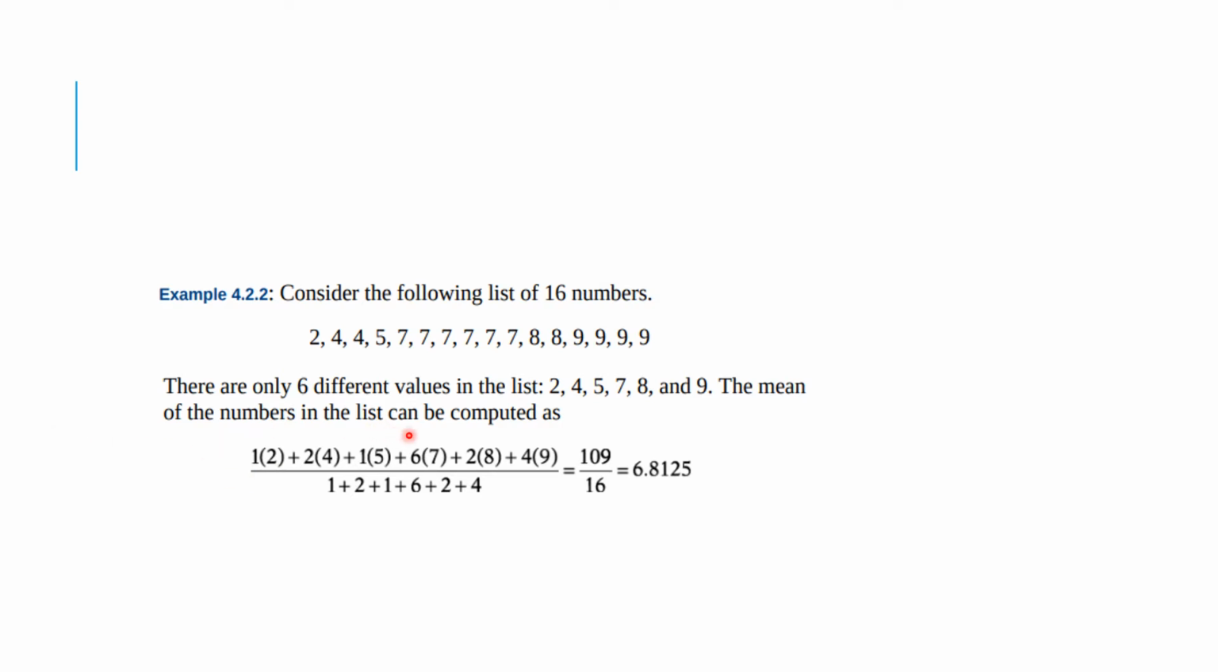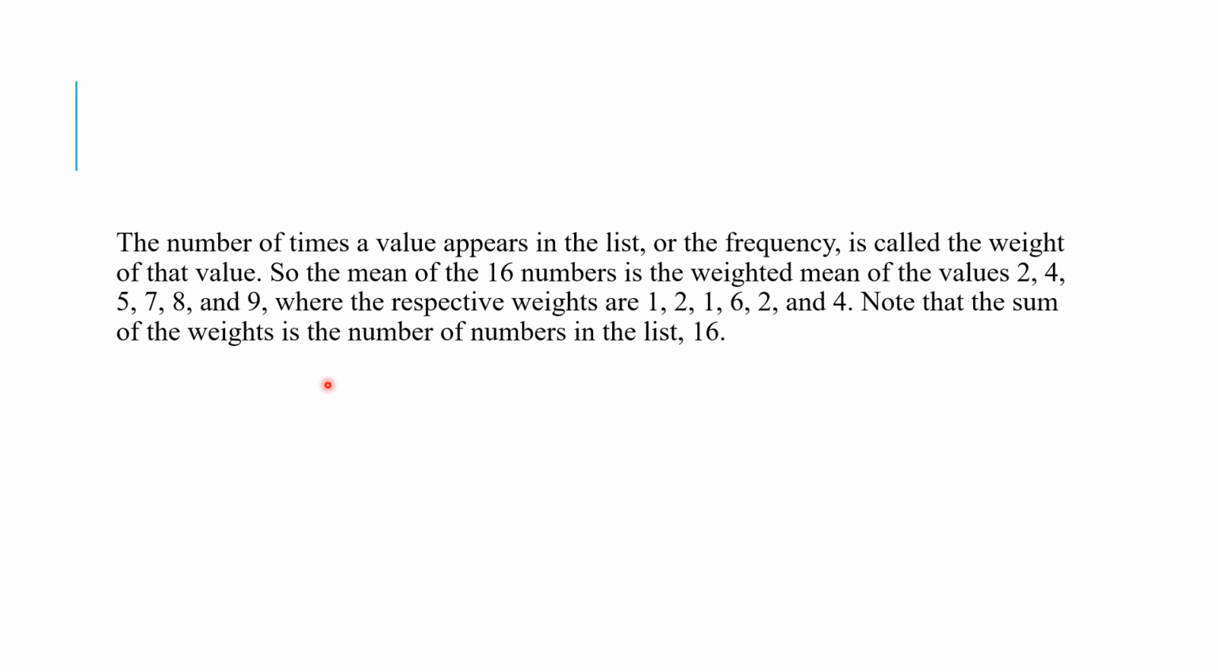The mean of the numbers in the list can be computed as follows. There is only one 2, so the weight for 2 is 1. There are 2 4s, so 2 times 4. There is only one 5, so 1 times 5. There are 6 7s, so 6 times 7. There are 2 8s, so 2 times 8. There are 4 9s, so 4 times 9. Over 1 plus 2 plus 1 plus 6 plus 2 plus 4, the sum of the weights, is equal to 109 over 16, which is 6.8125. That is our answer.